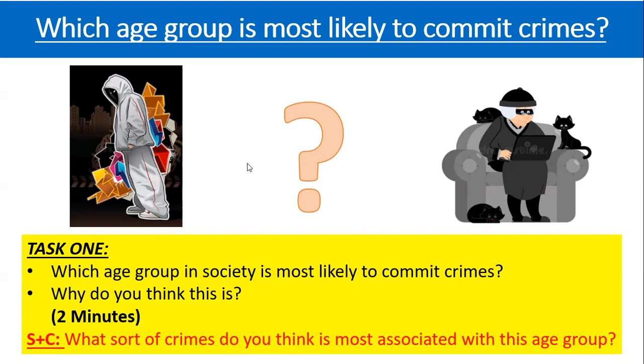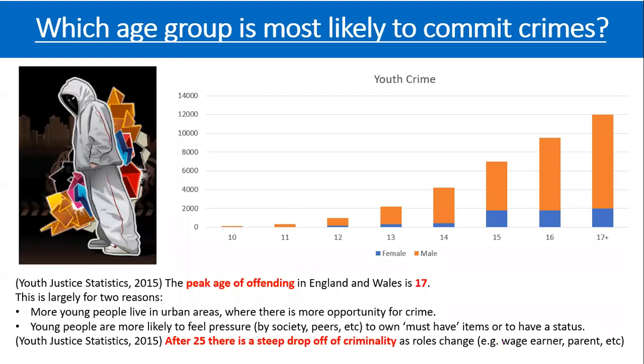Right, so the Youth Justice Statistics 2015 shows that the peak age of offending in England and Wales is 17. And they believe there's 2 reasons for that. 1, more young people live in urban areas where there is more opportunity for crime, but also that young people are more likely to feel pressure by society, their peers, the media, whoever it is, to own must-have items or to have a status.